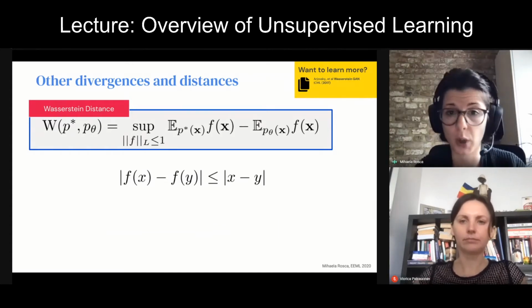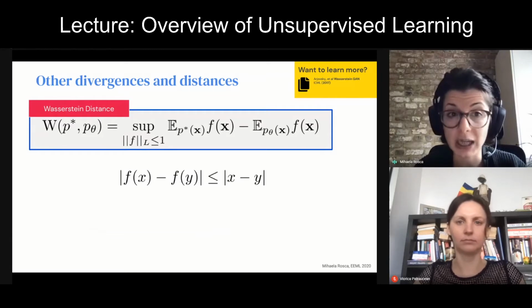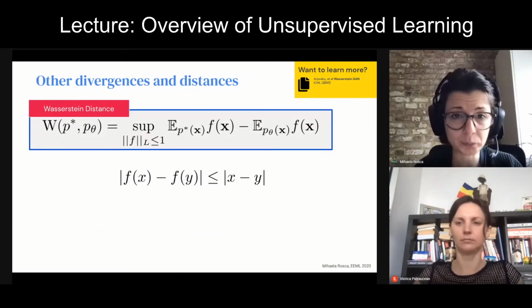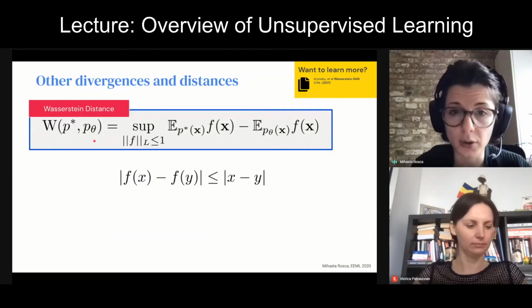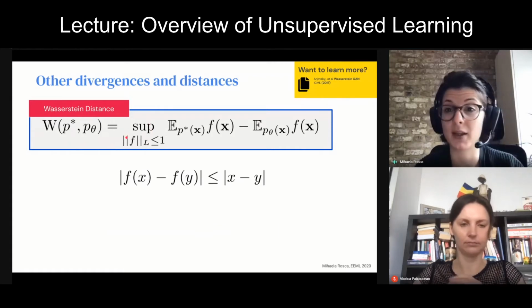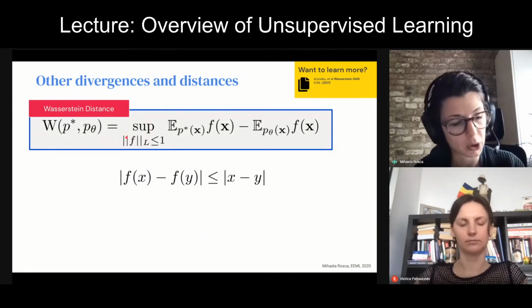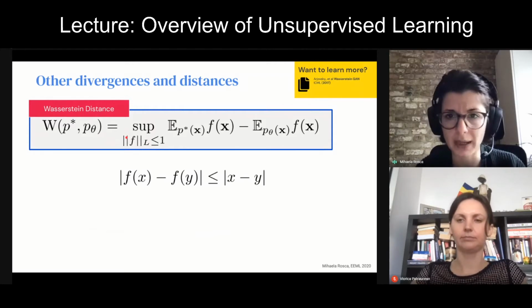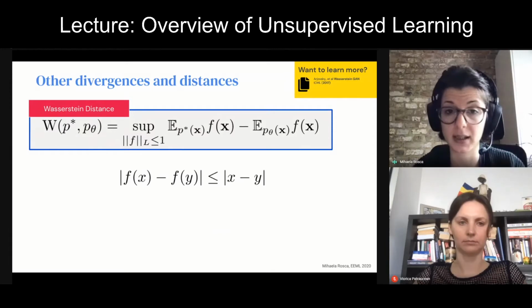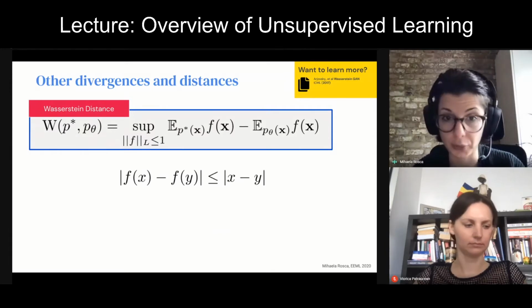And I'm just going to give one more, which is the Wasserstein distance. So this is a distance, not a divergence. It's symmetric this time. And one thing to notice straight off the bat is that to estimate the Wasserstein distance, you need to do optimization. So remember when we talked about the KL divergence, there was no maximization or minimization in the definition of the KL. It's an expected value of a log ratio.